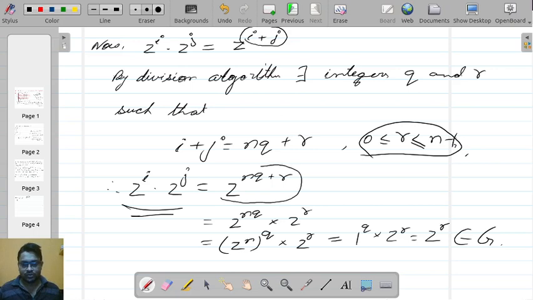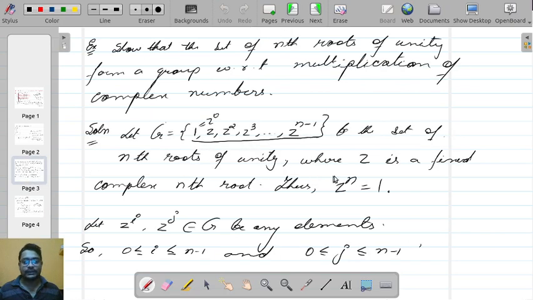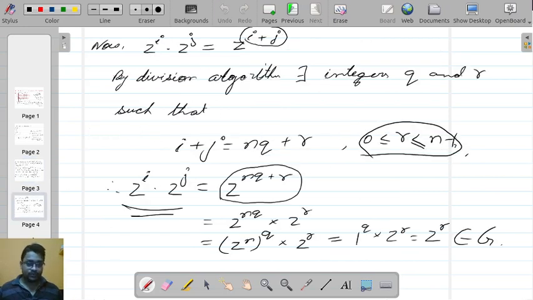Okay, so you try to understand this. i plus j is equal to nq plus r. We can write using the division algorithm. So z to the power nq plus r can be written as z to the power nq into z to the power r. So it is z to the power n whole to the power q. But z to the power n is 1 because we are considering nth roots of unity. Okay, here we have written z to the power n is equal to 1. So from there itself we have got this one. So the closure property is satisfied.